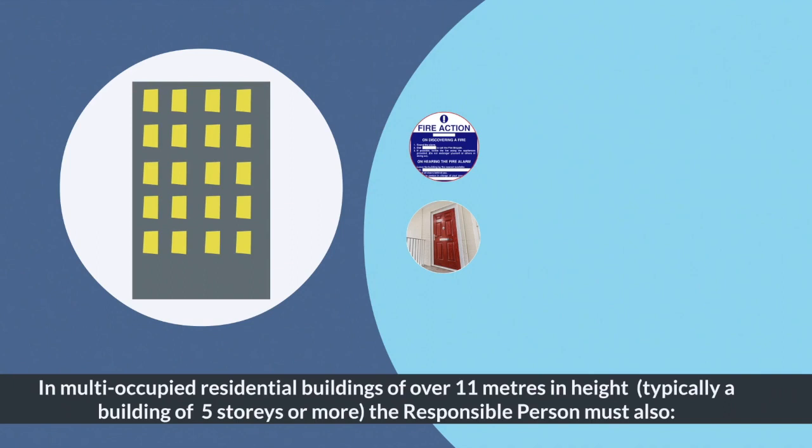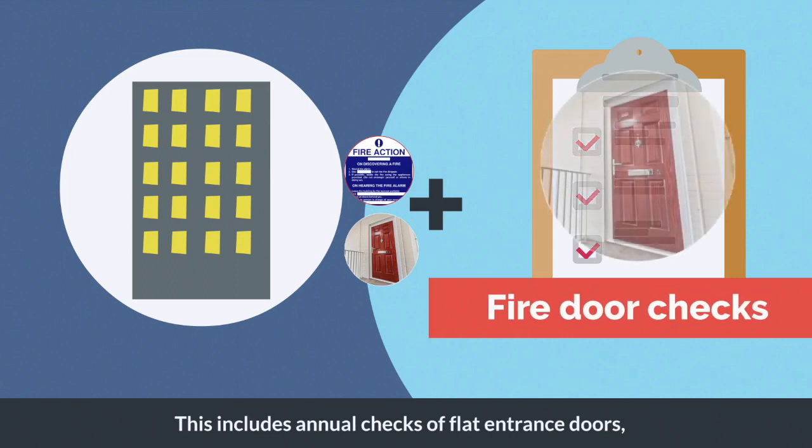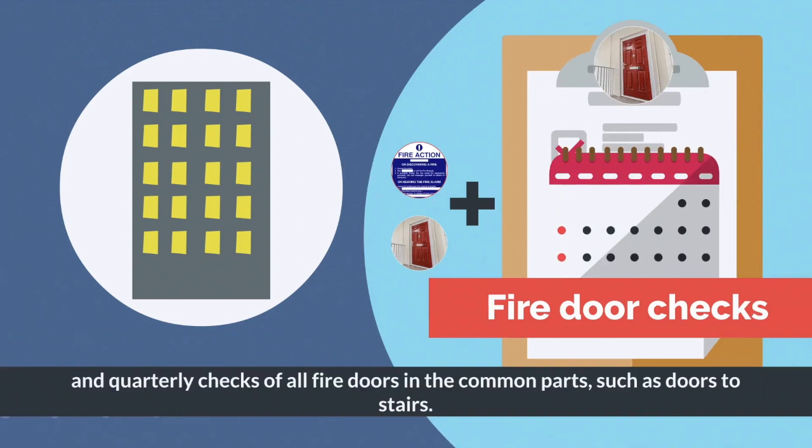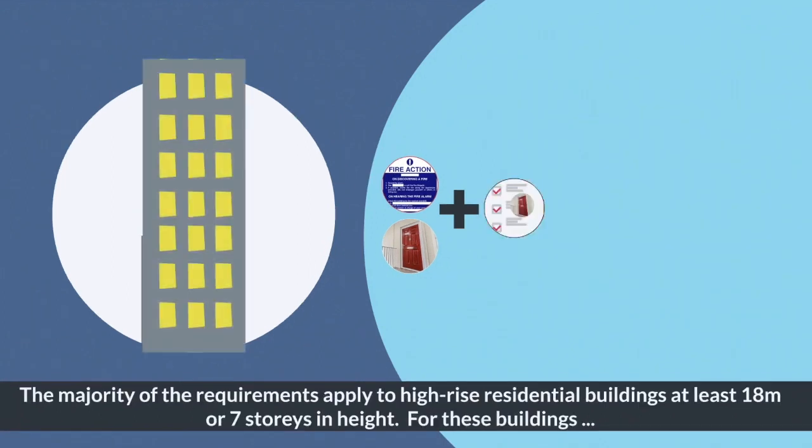In multi-occupied residential buildings of over 11 meters in height, typically a building of 5 stories or more, the responsible person must also carry out routine checks of all fire doors in their building. This includes annual checks of flat entrance doors and quarterly checks of all fire doors in the common parts, such as doors to stairs.